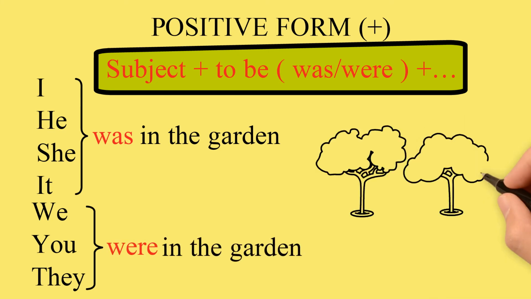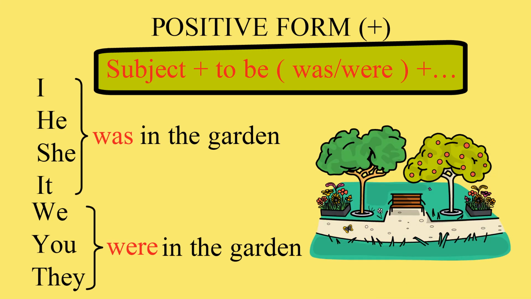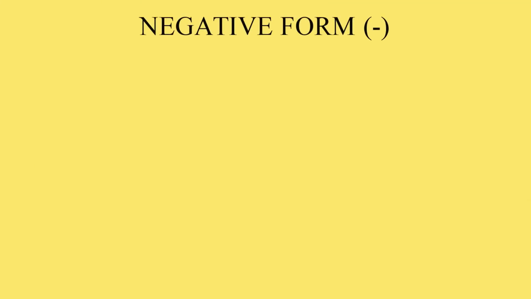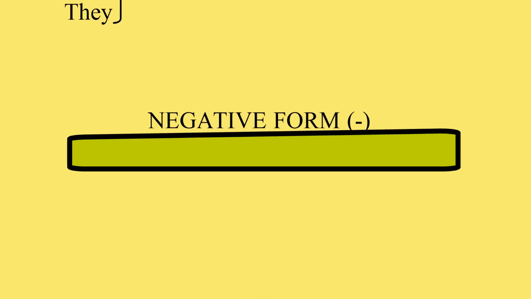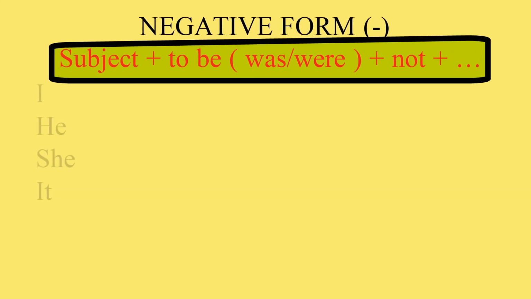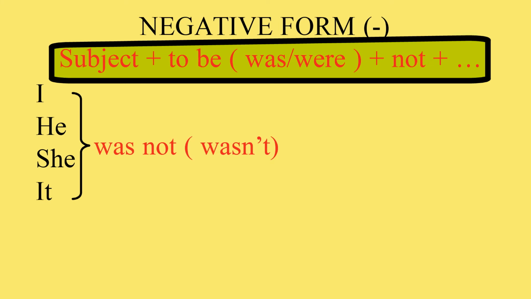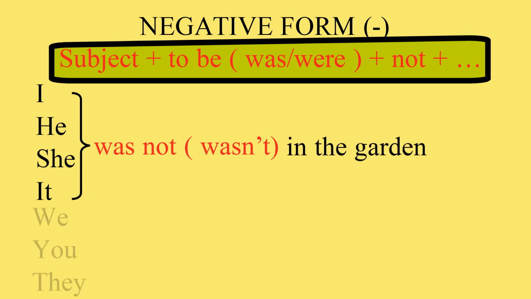Negative form. Subject plus to be, was or were, plus not, plus. I, he, she, it was not, or wasn't, in the garden. We, you, they were not, or weren't, in the garden.